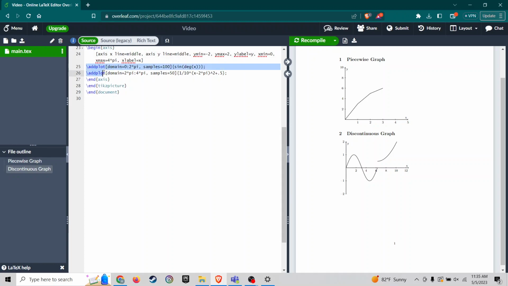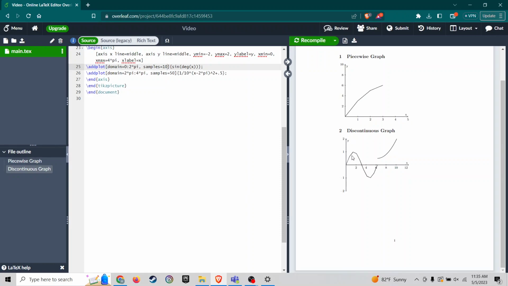Then we'll just have two plots. The domain 0 to 2 pi, 2 pi to 4 pi. And then, just to give you a picture of how important the samples are, we'll set it to something like 10 for this sine function.